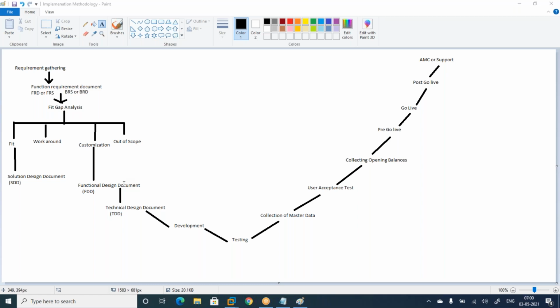Functional design document means how you want this design document. Example, sales invoice, sales order invoice, customer invoice. That is definitely where we need to do a customization. We need to do customization. I will show you that one.